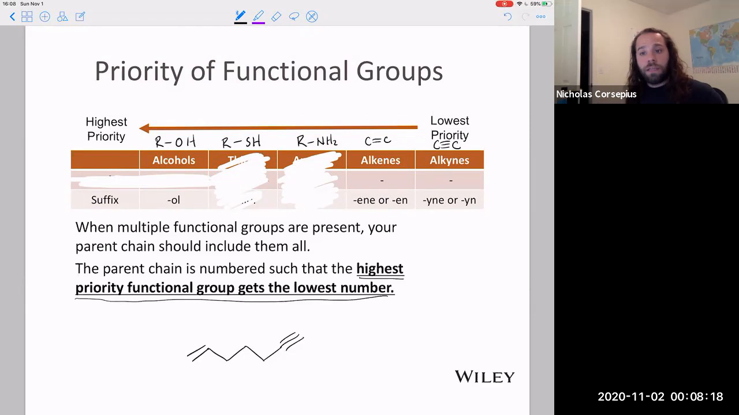So again, the whole idea of priority is that you're going to find which is the higher priority functional group. In this case, we have this alkene group as well as the alkyne group, but the alkene group is the higher priority group. And that means that it's going to be the one that gets the lower number. So we would actually number from this end, 1, 2, 3, 4, 5, 6, 7, as opposed to going the other way. So alcohols, we're going to learn our highest priority group. So we're always going to number such that the alcohol group gets the lowest number.